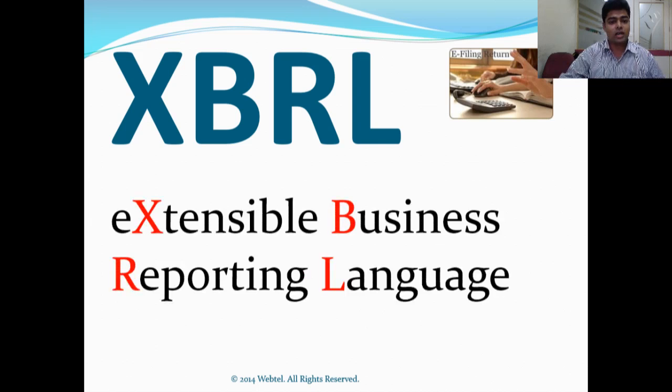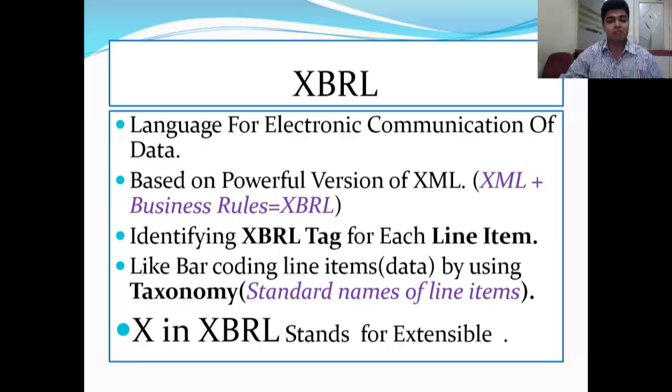So first we will discuss the full form of XBRL. The full form of XBRL is Extensible Business Reporting Language. As the name suggests, it is a language used for electronic communication of business data and financial data. XBRL is based on the powerful version of XML. We have already seen XML while generating income tax returns. But in XBRL, if we add business rules to XML, it becomes XBRL.